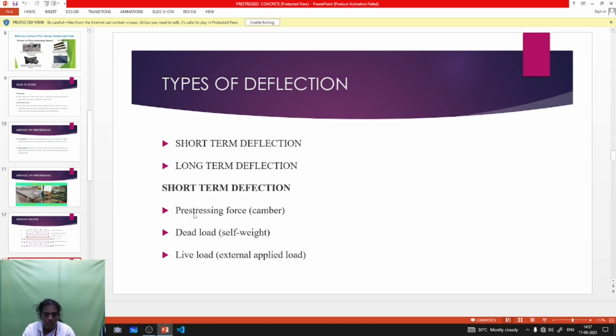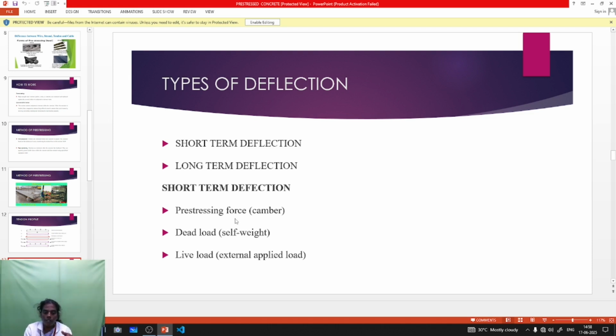Okay. So first one is short term deflection. The short term deflection due to prestressing force. What is meant by prestressing force? Stress is equal to load by area. The load applied is the prestressing force due to the steel member. The steel is the tendon. The force induced to the tendon is the prestressing force, so it has the name prestressing force.